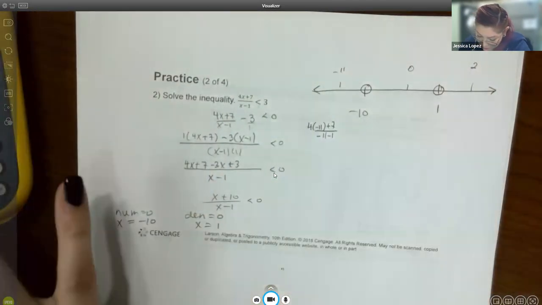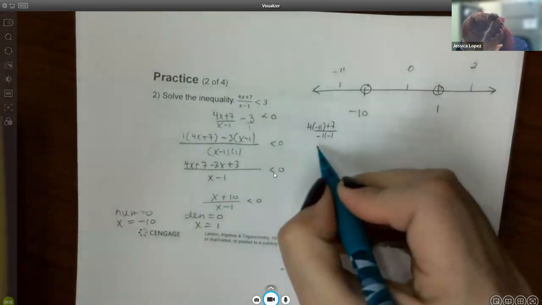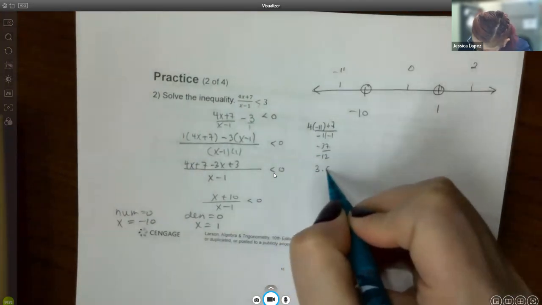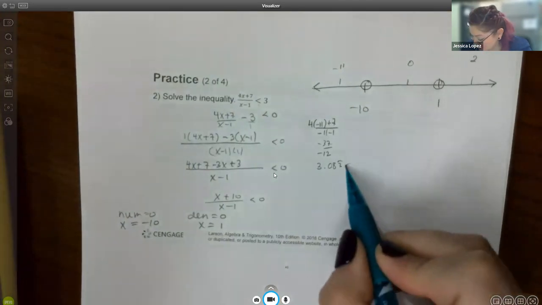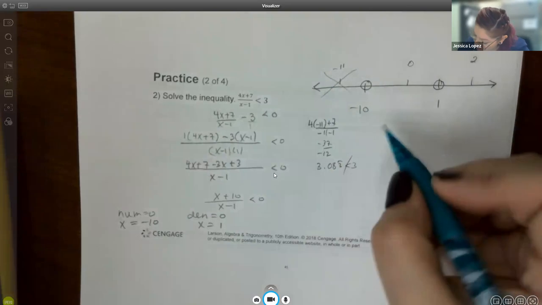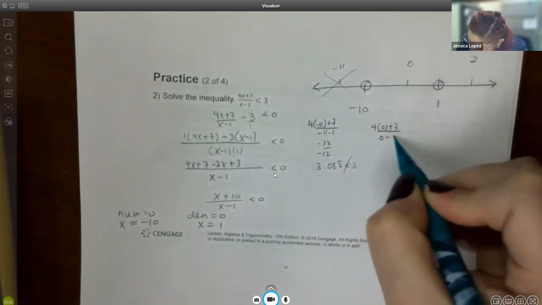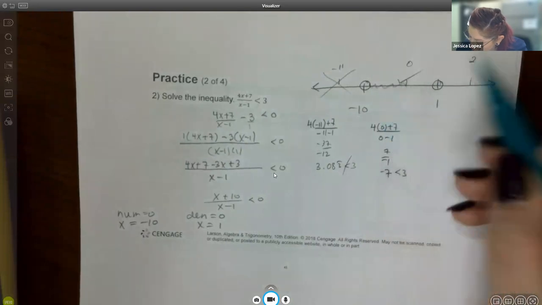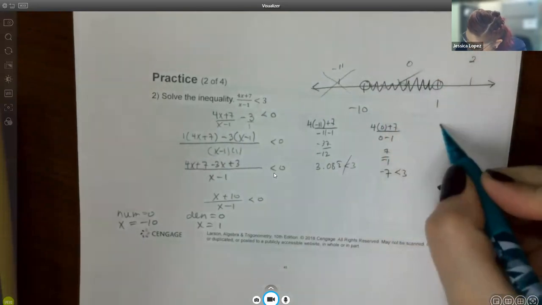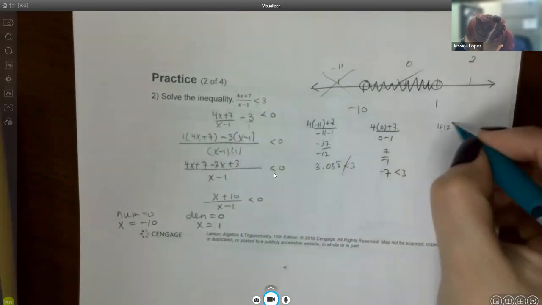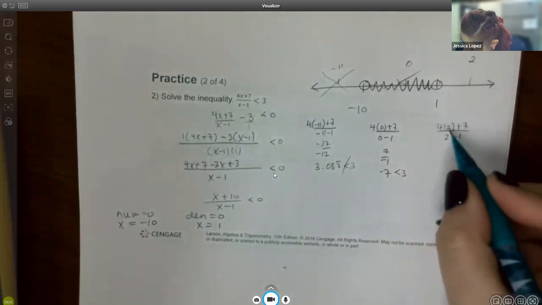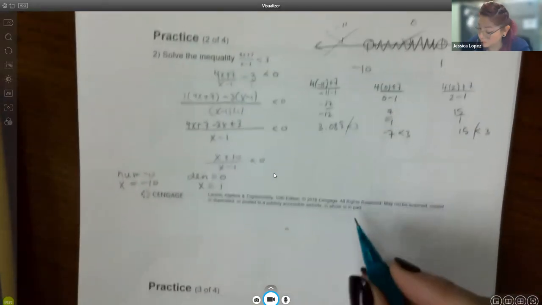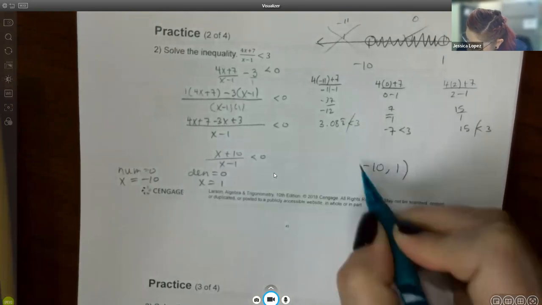So I get negative 44 plus 7, which is negative 37 over negative 12, which is a positive 3.083 repeating. That is not less than 3. So this section does not work. Now I'm going to try 0. I get 7 over negative 1, which is negative 7, and that is less than 3. So this section does work. And then finally, I'm going to test the number 2. And I get 15 over 1, which is 15, and 15 is not less than 3, so this section does not work either. So my only solution is going to be negative 10 to 1 and both parentheses.